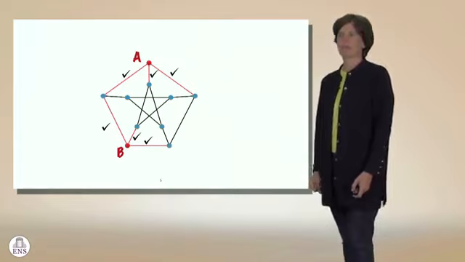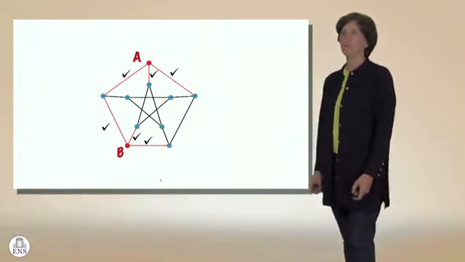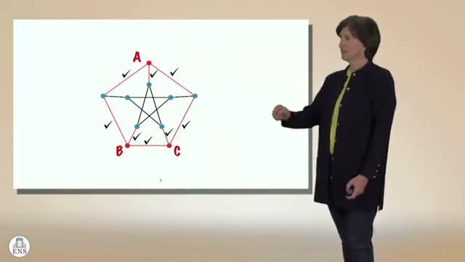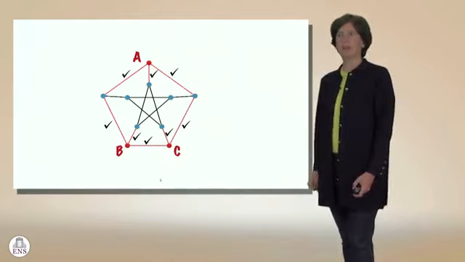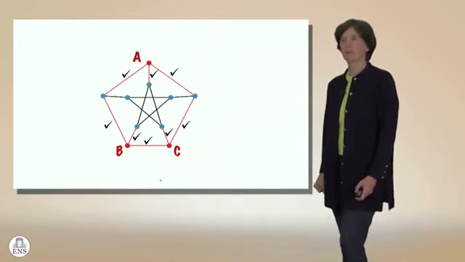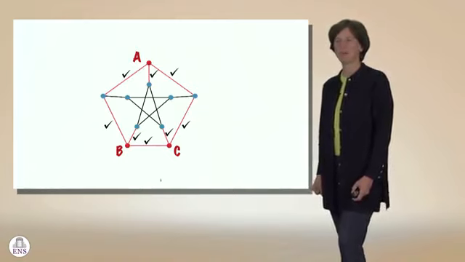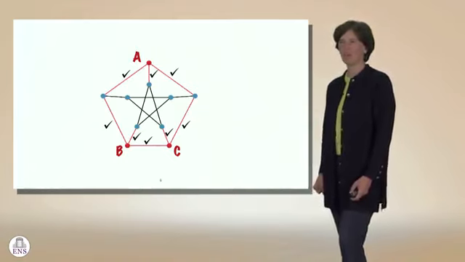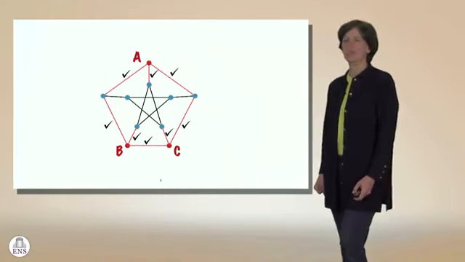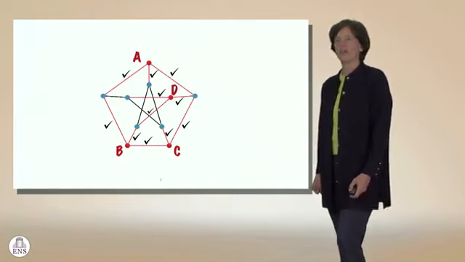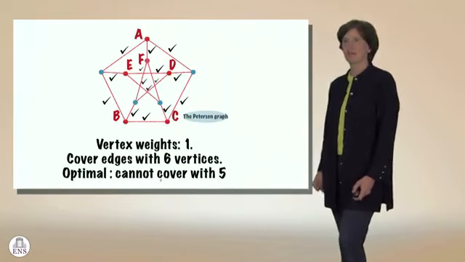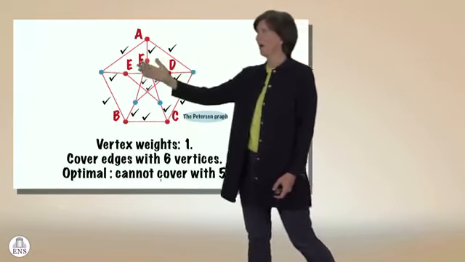Good. Now I need to continue. Pick more vertices to cover all the edges. Another one. C. C covers 3 edges, but one of them is already covered by vertex B. No matter. It does not matter that an edge is covered by both endpoints. C covers 2 more edges. I keep going. Let me pick vertex D, then vertex E, F, and voila!